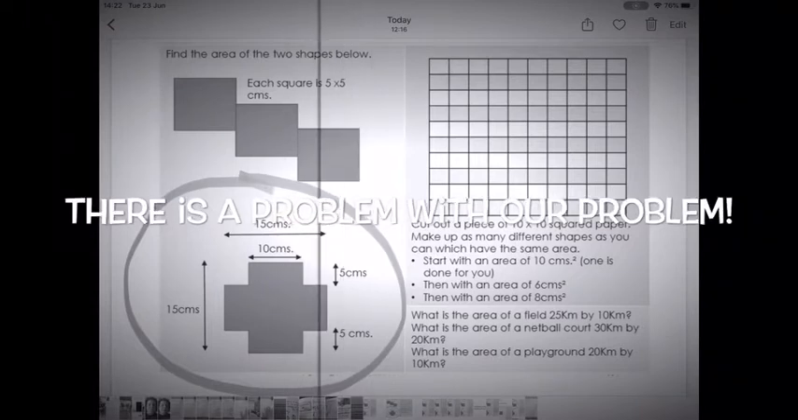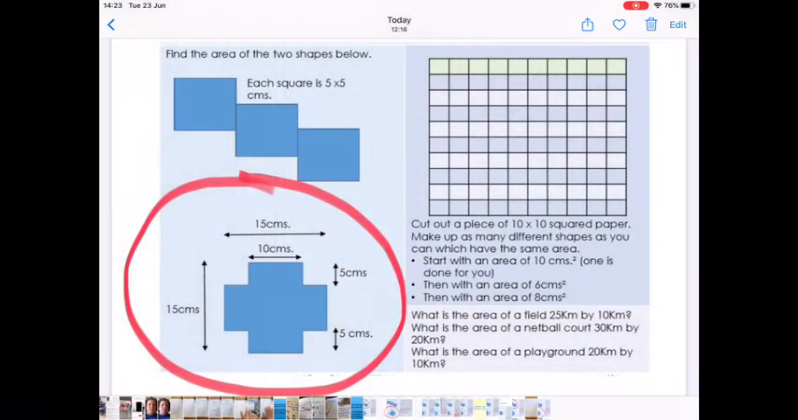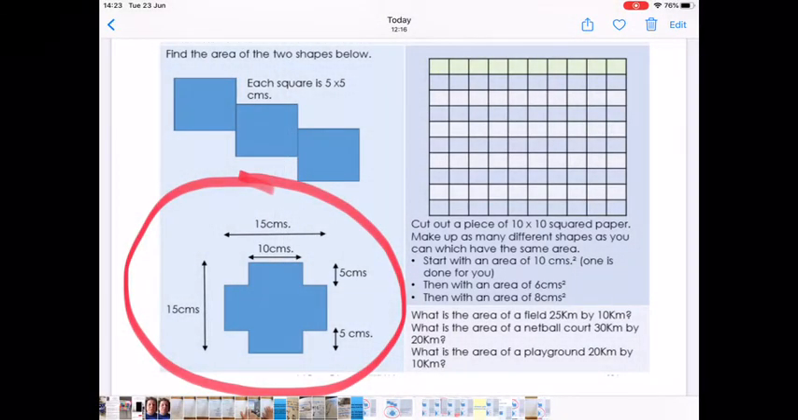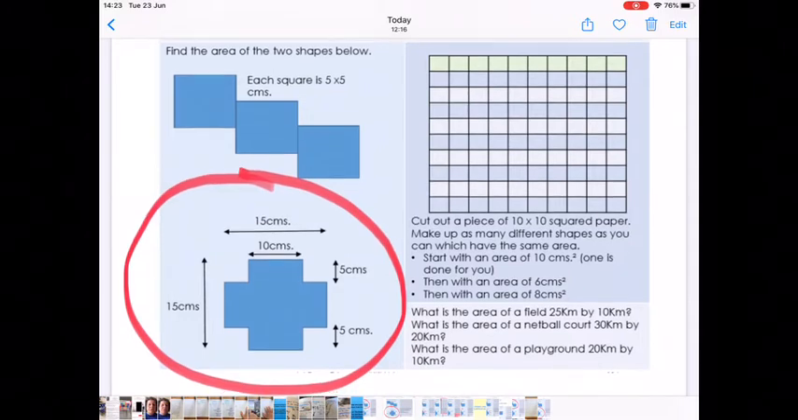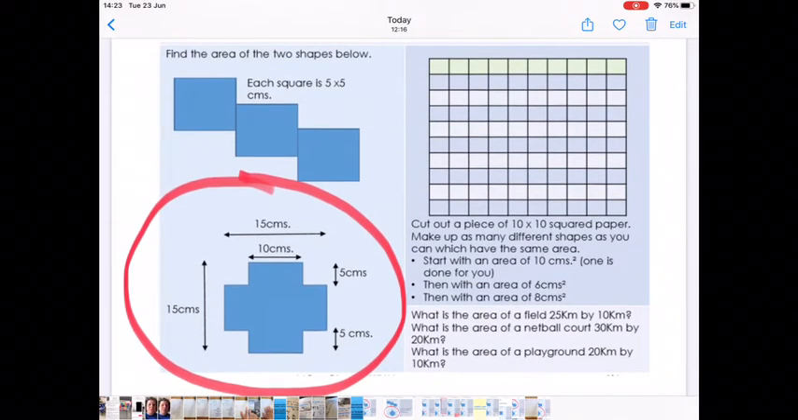I think we need to stop and think about this. The more eagle-eyed amongst you will have realized there is something not quite right by the measurements. Now, 5 centimeters and 5 centimeters adds up to 10 centimeters, which tells me if the whole length here is 15, that surely is 5. But the horizontal line tells me it is 10.